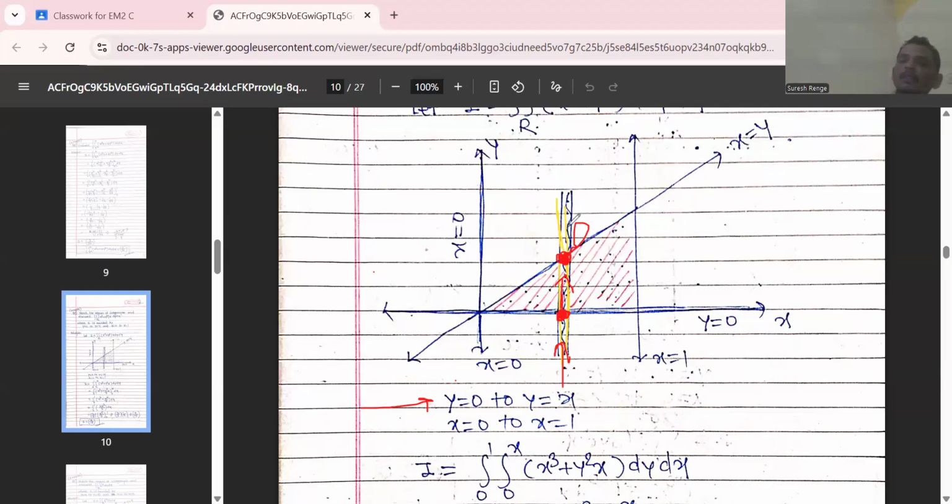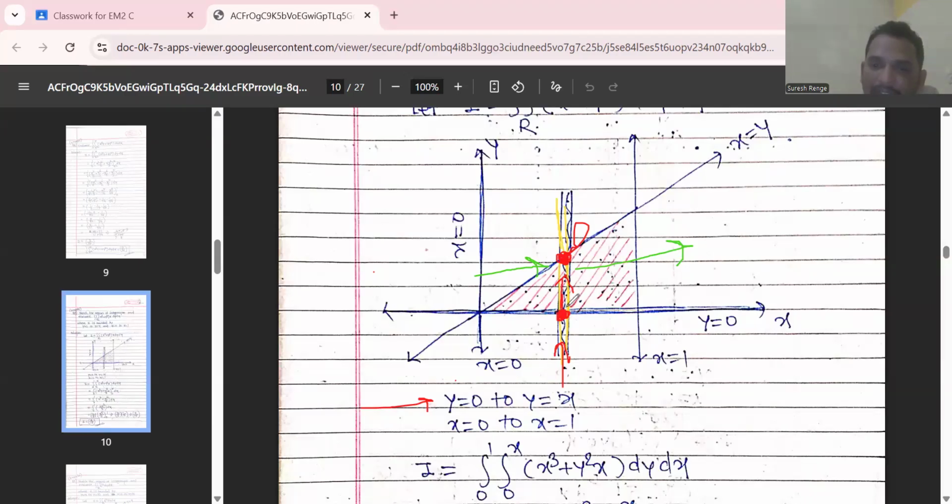नाउ द स्ट्रिप vertically move हो गया. That strip gets moved parallel to the y axis. Therefore we are able to find the y limit. Now we are moving that strip parallel to the x-axis. If you are moving that strip parallel to the x-axis, we find the x limit.